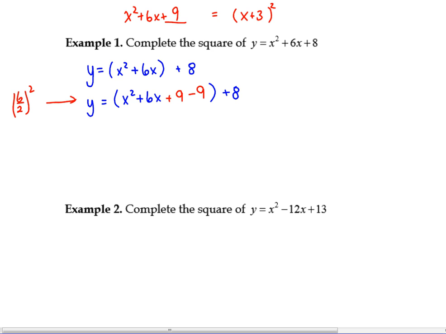So in this case, there is no a value. So can we just bring the negative 9 outside? Sure thing, because you're just multiplying it by positive 1. So let's leave the plus 9 inside and bring the minus 9 outside the brackets.